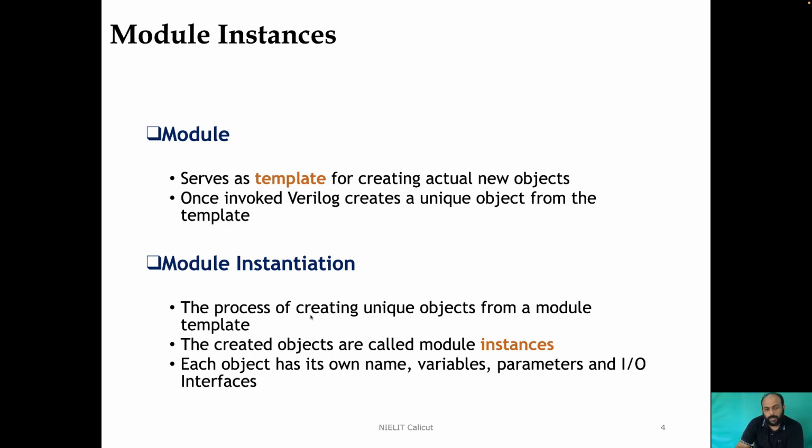Now the module, as we have described, is the smallest building entity in a Verilog program or description. A module serves like a template for creating new objects. Once instantiated or invoked, it will create a unique object from that template. This process of creating a unique object from a module already in place is called module instantiation, and the newly created object is called a module instance. Each module instance can be given a unique name, and can have its own variables, parameters, as well as IO interfaces.